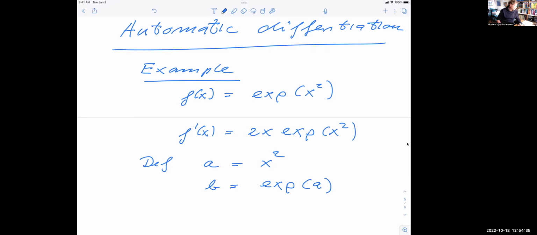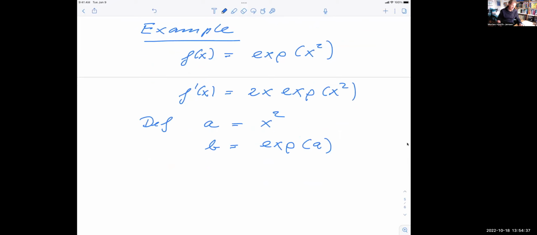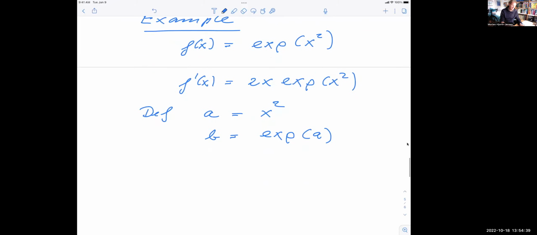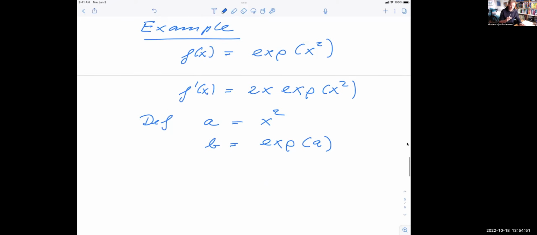And if we now look at the derivative, what we would have is simply 2x times the exponential of a. So if we have pre-calculated the exponential of a, because we need the function f of x, that means that in the calculation here, this is pre-calculated, so just a constant b.